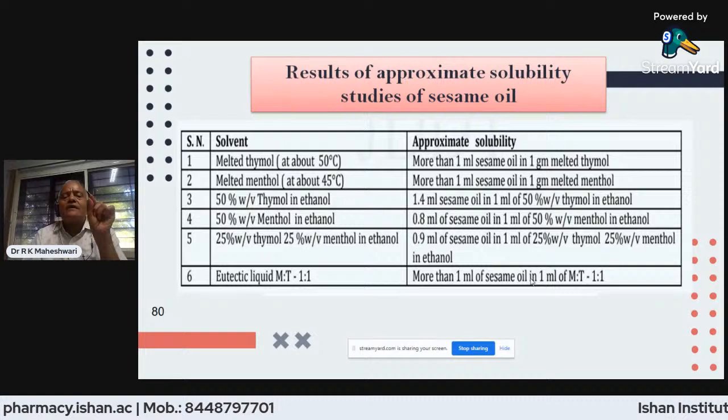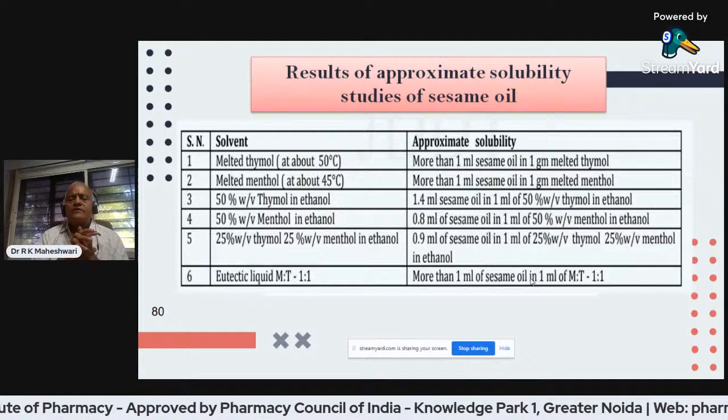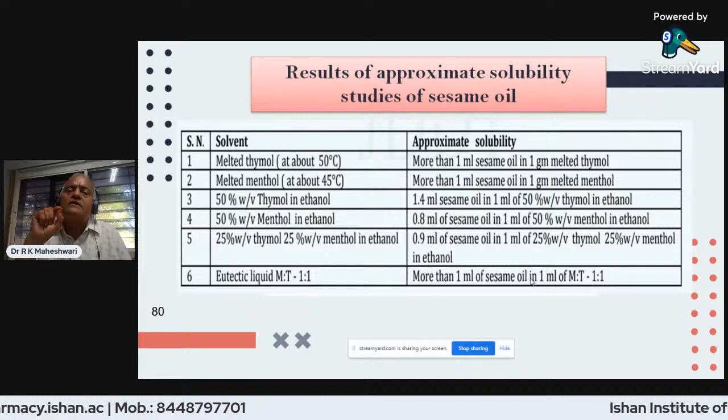Number 2, menthol. One gram of melted menthol at about 45 degrees centigrade is a very good solvent for sesame oil. It also dissolves more than 1 ml of sesame oil. So melted thymol and melted menthol are both very good solvents. Now, ethanol is a weak solvent for sesame oil. Now, I will tell you how you can, and listen to me on one thing.